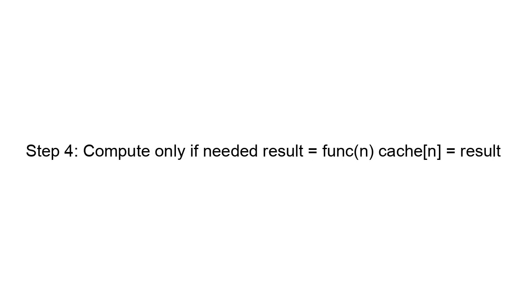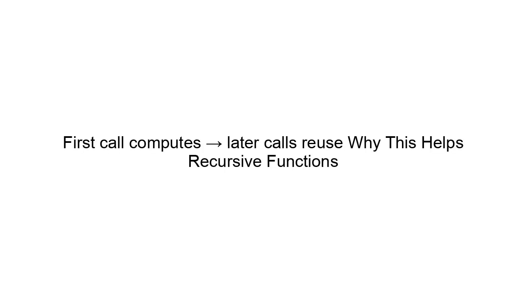Step 4: compute only if needed. result = func(n), cache[n] = result. This stores the result for future use. Example concept: the first call computes, later calls reuse. Why this helps recursive functions.